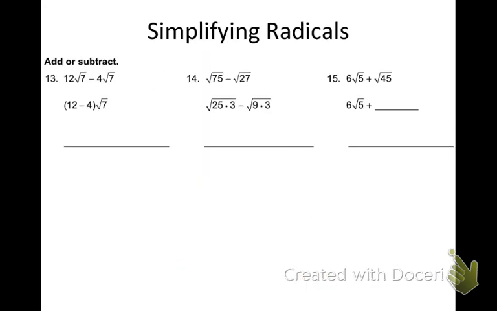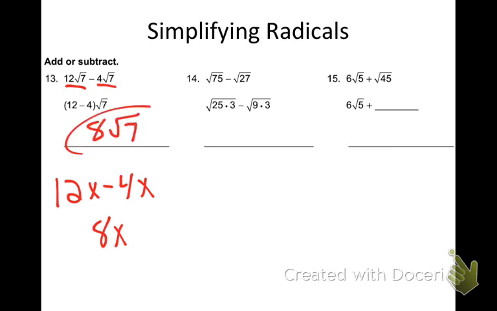It all makes sense. All right, number 13 here. 12 square root of 7 minus 4 square root of 7. Again, I said think about this like variables. Let's say I had 12x minus 4x. What would that answer be? 8x. Well, now it's 12 square root of 7 minus 4 square root of 7. What's that answer going to be? 8 square root of 7.